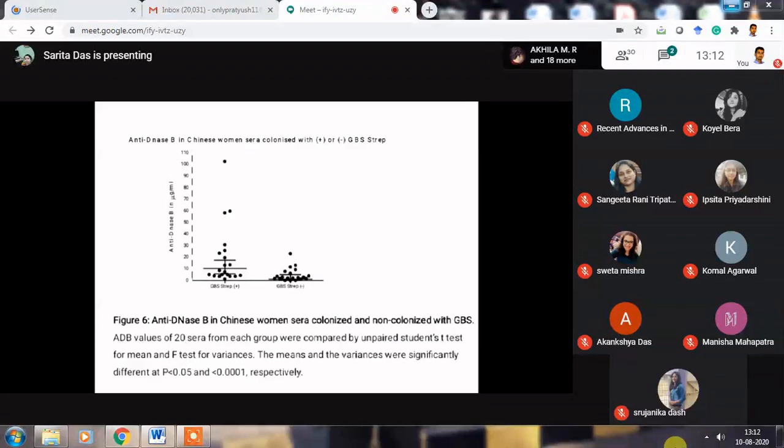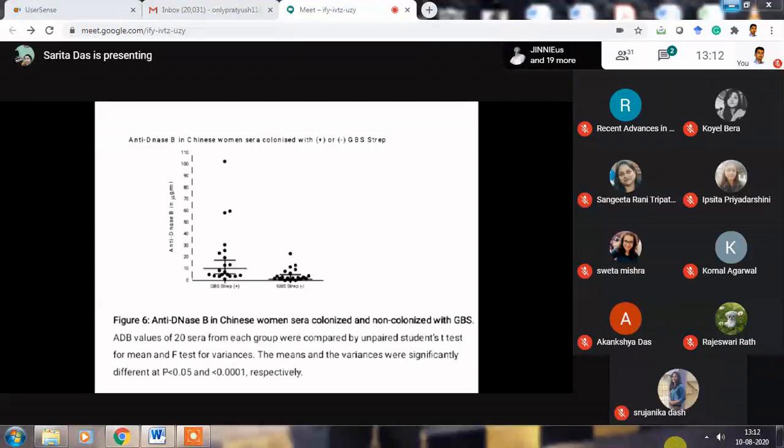except group A. Now, to our surprise, we found these group B colonized women had, not all, but three outliers. You can see three women had a very high level of anti-DNase B, whereas the normal ones had a very low level, but these three women had high anti-DNase B, or ADB.